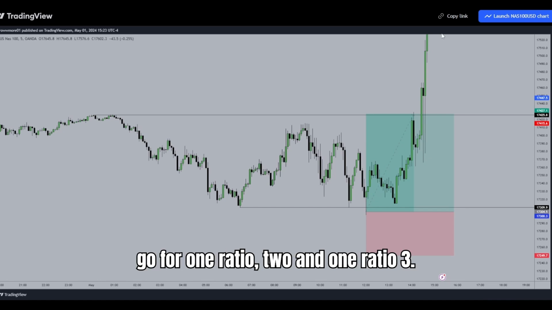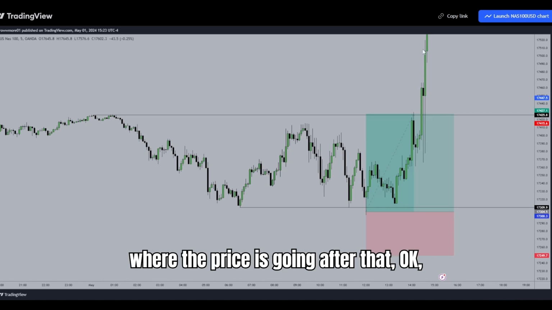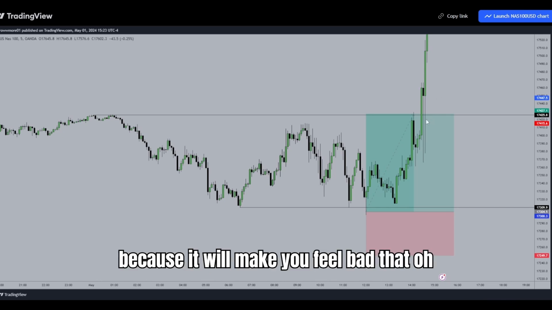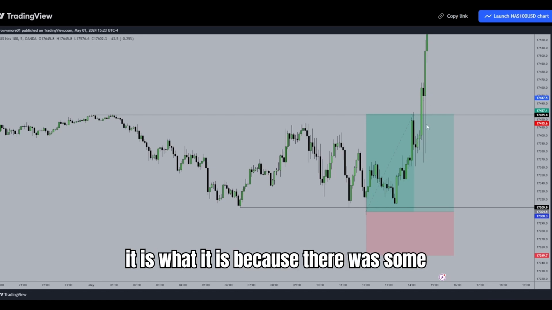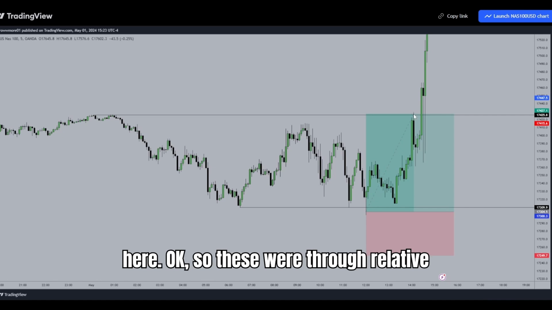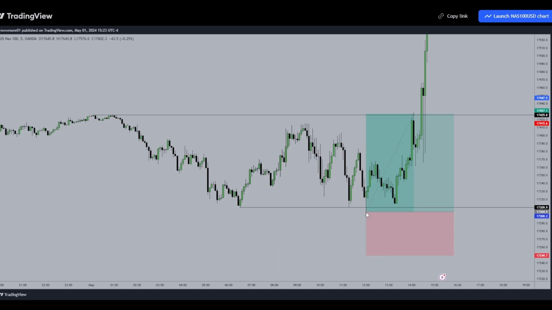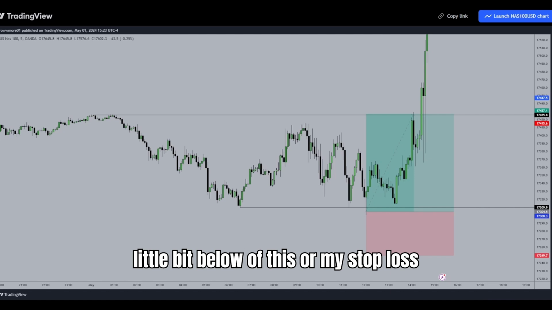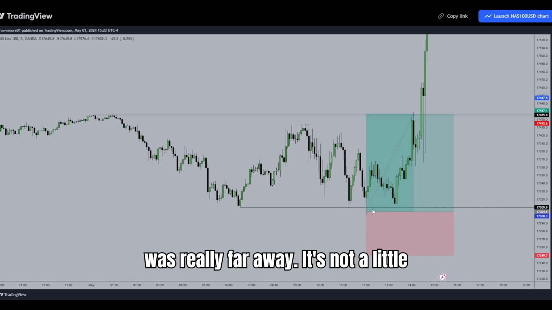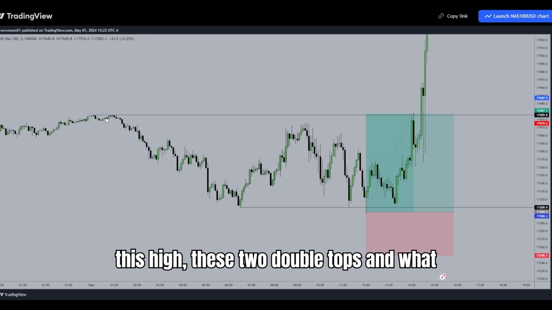So go for 1:2 and 1:3, and whenever you hit your 1:2, just close your computer. Don't look at where the price is going after that, because it will make you feel bad that you missed so much profit. But it is what it is, and there was some news also, so that's why I closed it over here. So these were relative equal lows. Price went down over here, and then I placed my buy limit over here. My stop loss was a little bit below this. Oh no, my stop loss was really far away. It was like 50 points down over here, and my target was these two double tops.